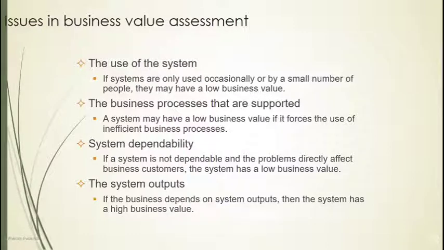Then the fourth one is the system output. If the business depends on the system output, then the system has a high business value. The key issue here is the importance of the system output to the successful functioning of the business. Conversely, if this output can be easily generated in some other way, or if the system produces output that is rarely used, then the business value may go low. So these are the four basic issues that have to be seen in the business value assessment.